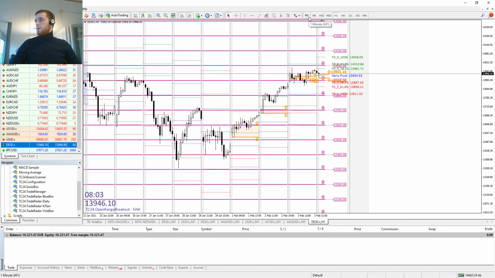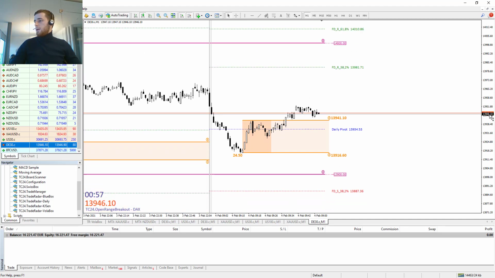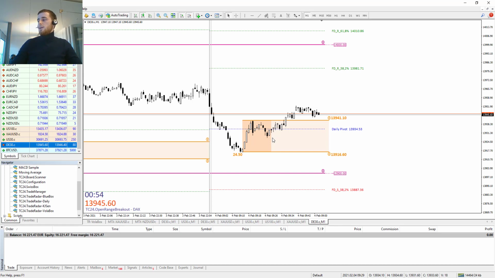Now, if we come down into our minute chart, we're going to the main element of this template, and this is the orange box just here. So this orange box is our open range where we're expecting a breakout from this range.